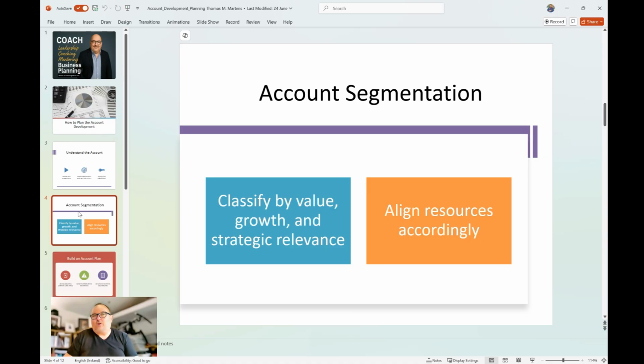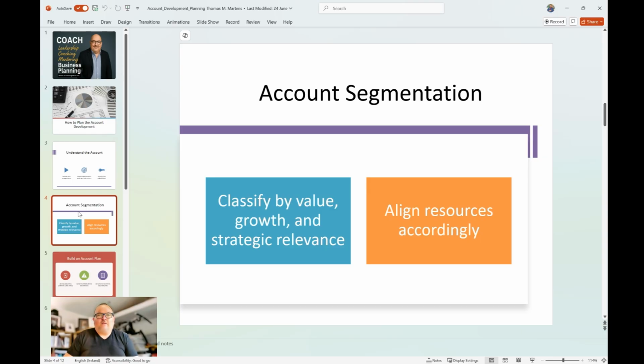So you have to see what kind of value is in the account. Is it possible further to grow? And what kind of strategic relevance has the customer? It could be that they are related to the industry you are selling into. And there could be synergy effects to work with them together to have a strategic partnership, which makes it for you and the customer very important to work together.